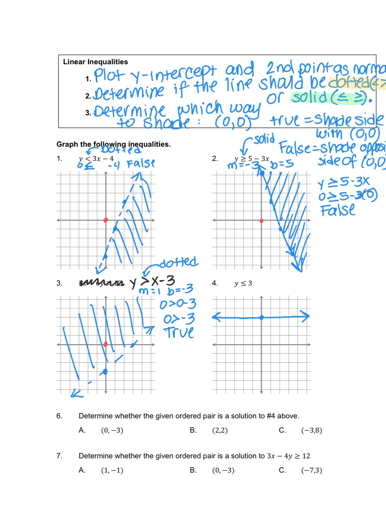Now, is this line going to be dotted or solid? It will definitely be solid because it's a less than or equal to sign. And let's go ahead and determine if we will shade above the line or below the line. Well, if we were to plug in 0 for our y, is 0 less than or equal to 3? It is definitely less than 3, so this is a true statement. Therefore, we would shade below.